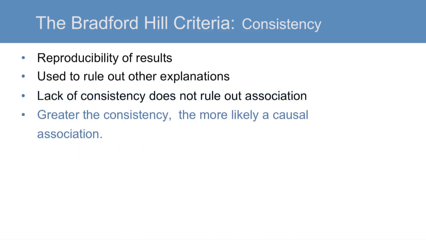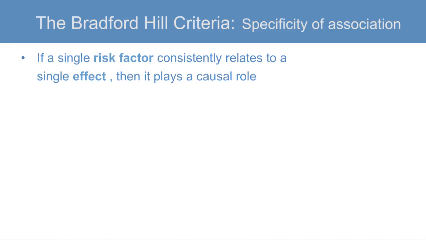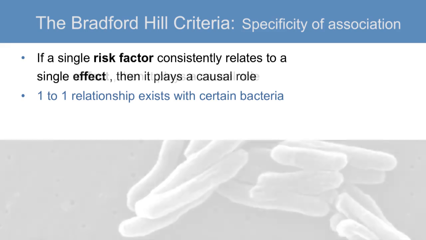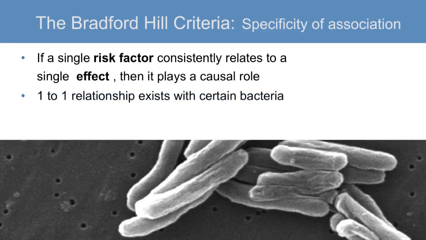In general, the greater the consistency, the more likely a causal association. Another criterion is specificity of association. This simply states that if a single risk factor consistently relates to a single effect, then it likely plays a causal role. For example, this one-to-one relationship exists with certain bacteria and the disease they cause. Tuberculosis is a good example.